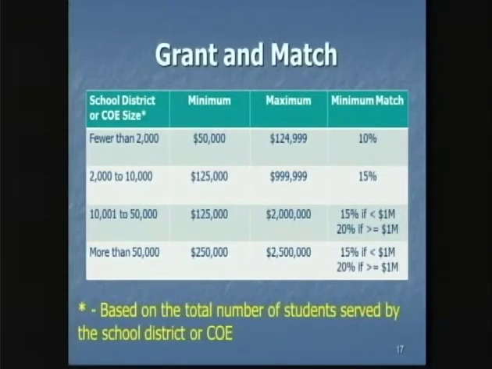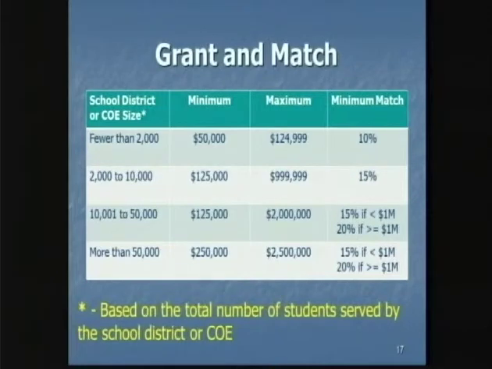This table is what you will see in our guidelines. It's our grant and match sliding scale. What I wanted to make clear is how you need to interpret this. In the first column, we have our school district or county office of education size. What that is supposed to represent is the applicant's capacity to take on different size grants.